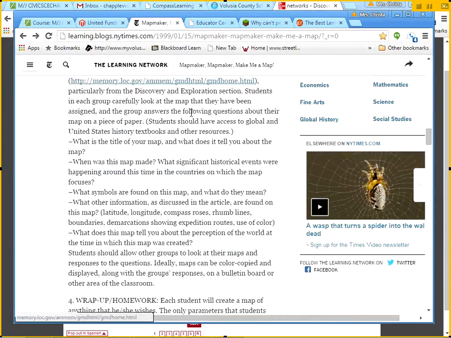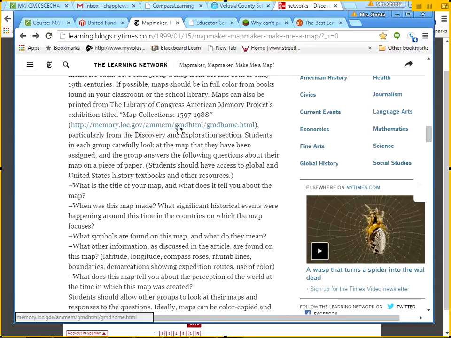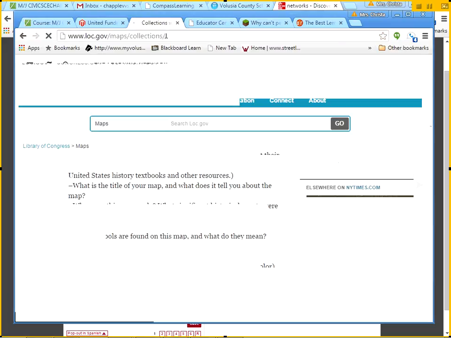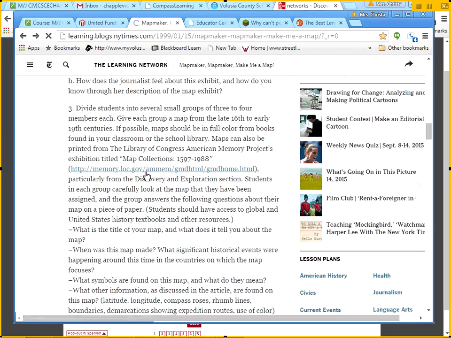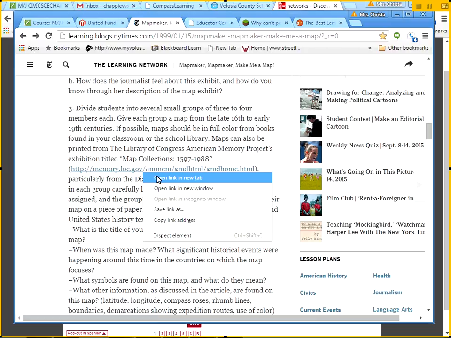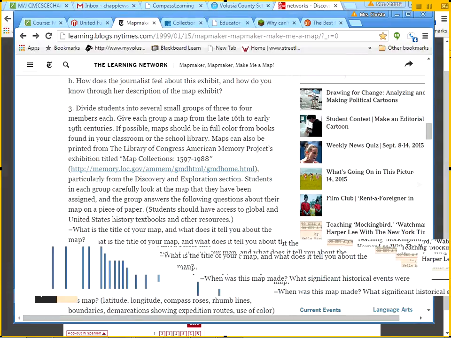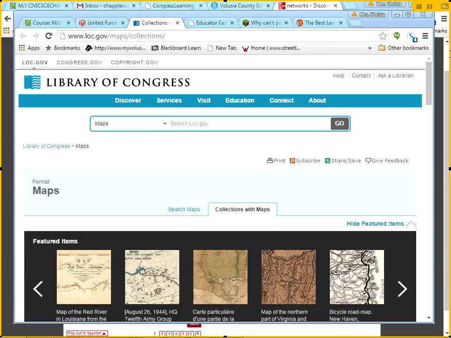I think this is the link right here. And I'll put this obviously in the course as well. Okay, so we're just going to choose a map here. And we're going to answer some questions about it. And then you're going to do one for your assignment. You're going to choose a map from the collections, and you're going to answer some questions.